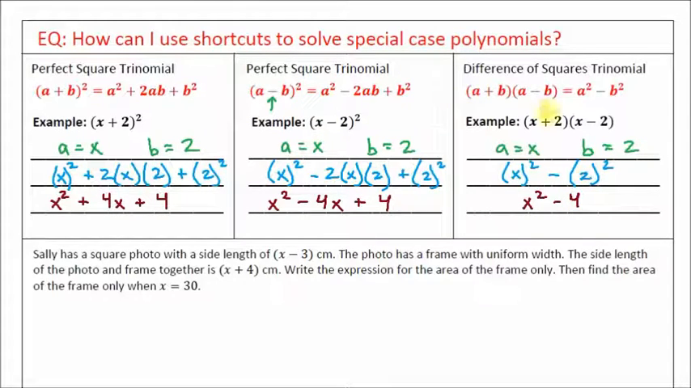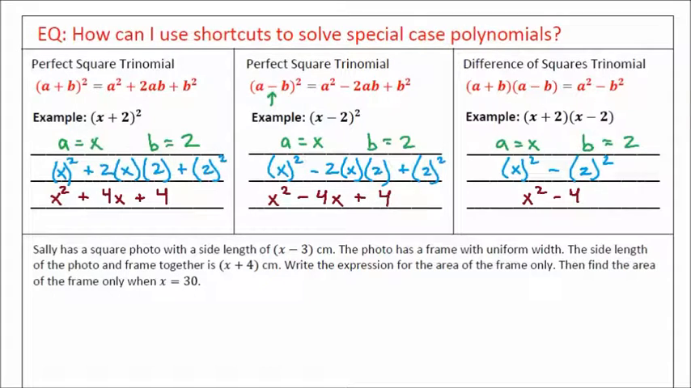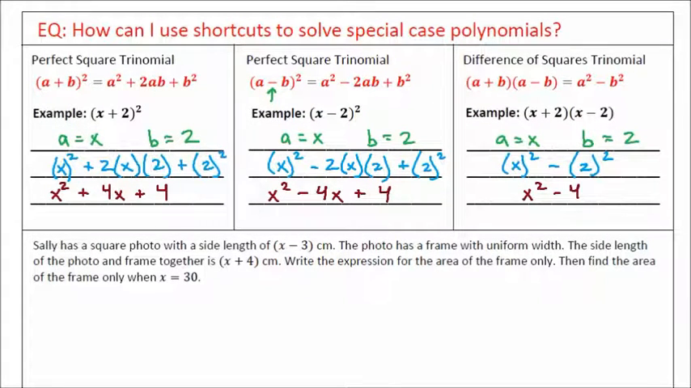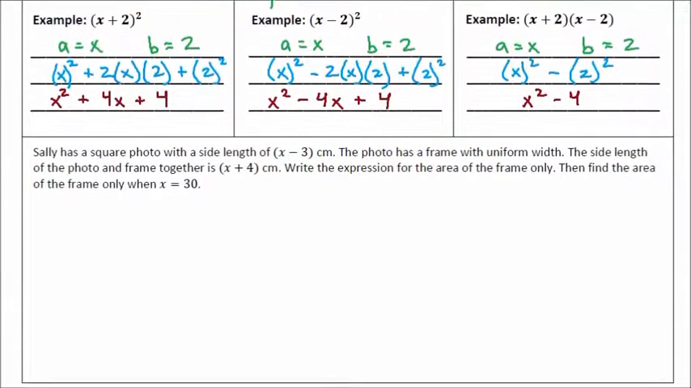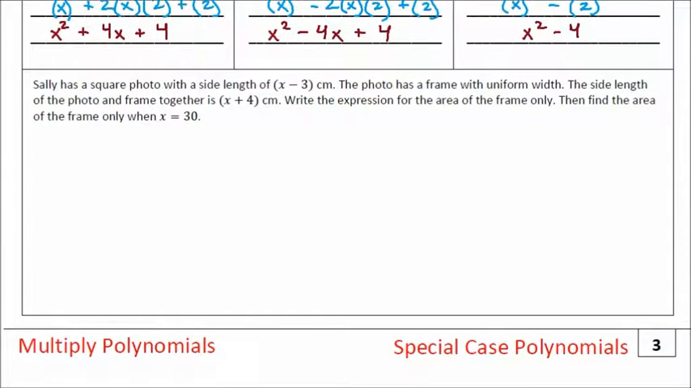Now if you memorize these patterns, you could see a question like this and immediately just go, oh, that's just x squared minus 4. You could look at this and say this is just x squared minus 4x plus 4. So if you learn the patterns, you can save some time. You don't have to learn the patterns. You can just do it the long way and multiply out by distribution and get the same answer. Let's use the shortcuts to solve this word problem.